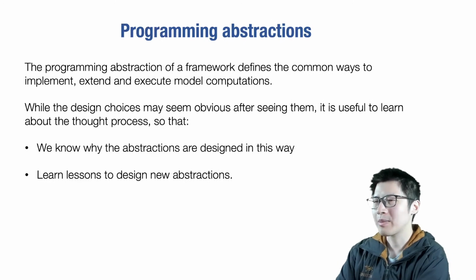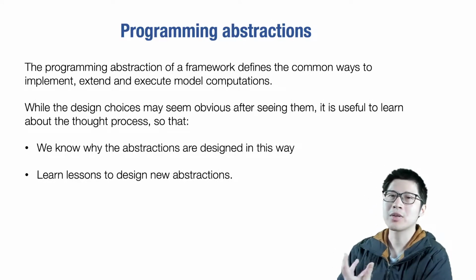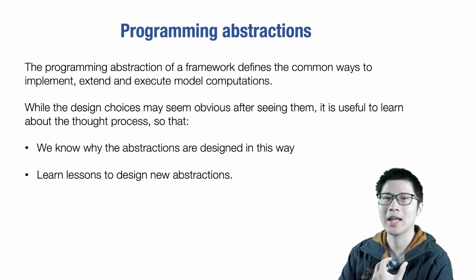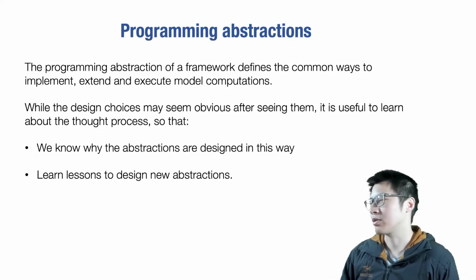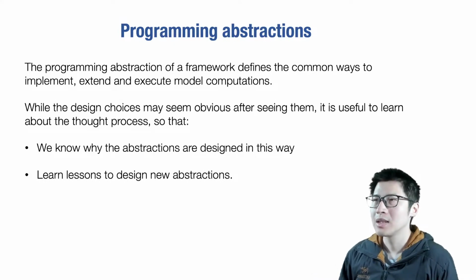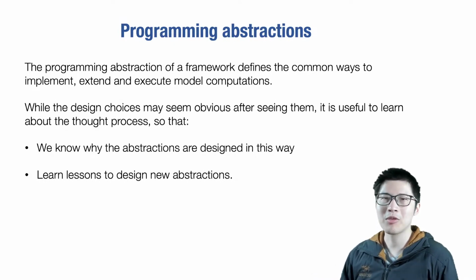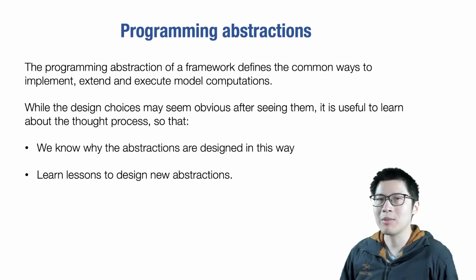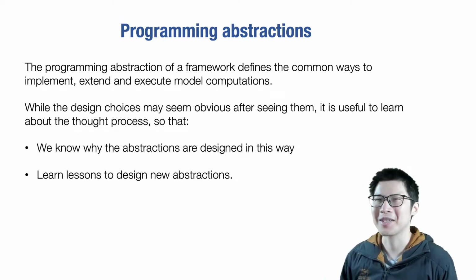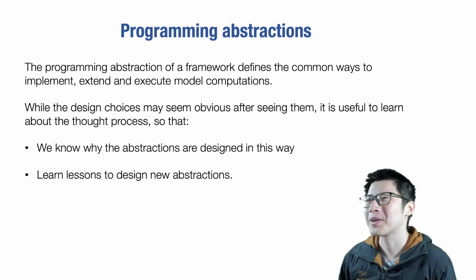So what is programming abstraction? The programming abstraction involves things like the API we use to define computations, and how we can extend the overall framework to support things like different kinds of GPUs and different kinds of models. If you have used libraries like PyTorch or TensorFlow before, some of those design choices may seem very obvious to you after you have seen and used them for a while.